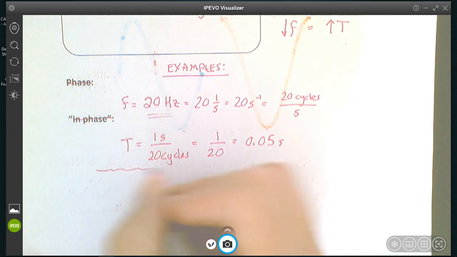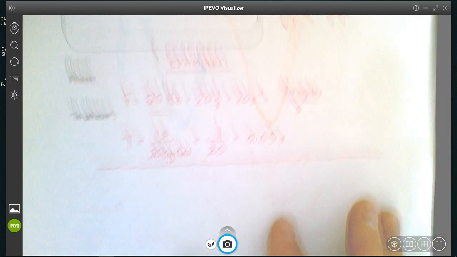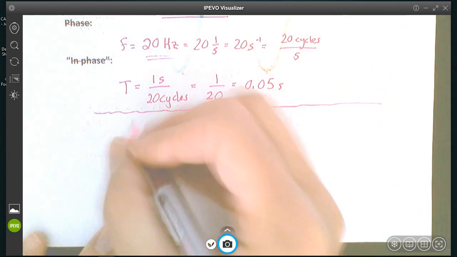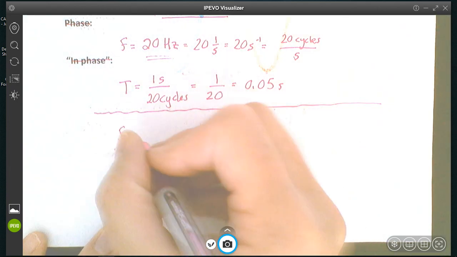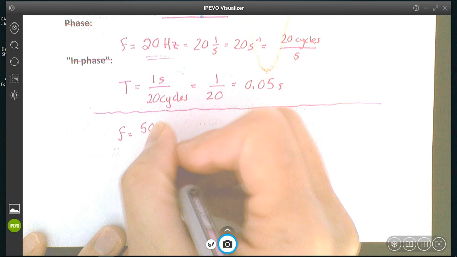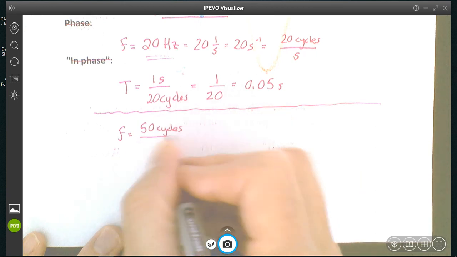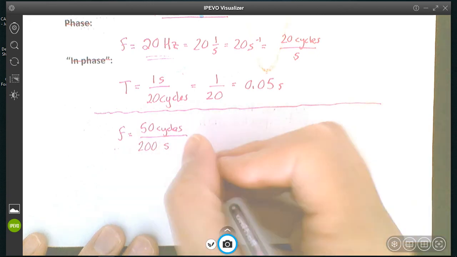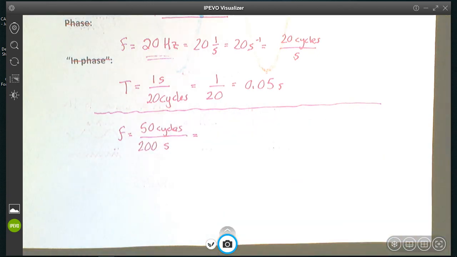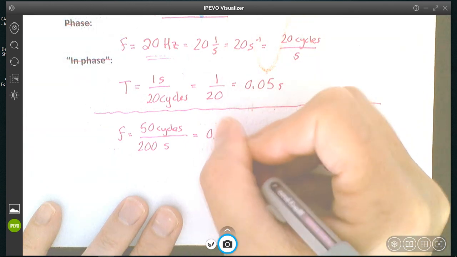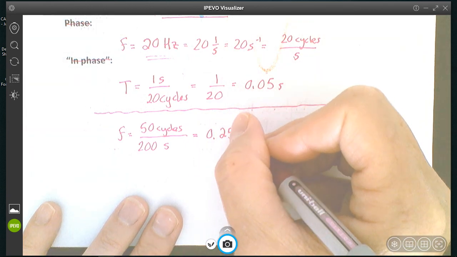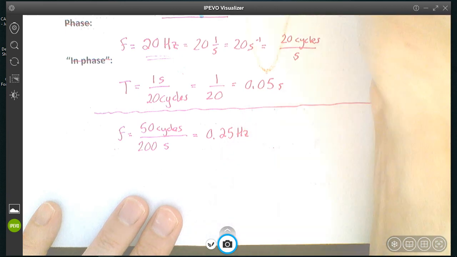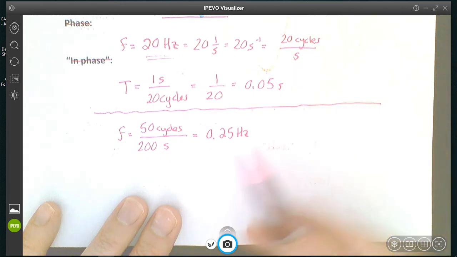Okay. Now, what if I did another example and I said, let's do something with a really slow frequency. So we're going to get 50 cycles happening in 200 seconds. What frequency is that? Well, if you get 50 cycles and you do it in 200 seconds, you get 0.25 hertz, or inverse seconds, or 1/seconds, whatever unit you want, be hertz.